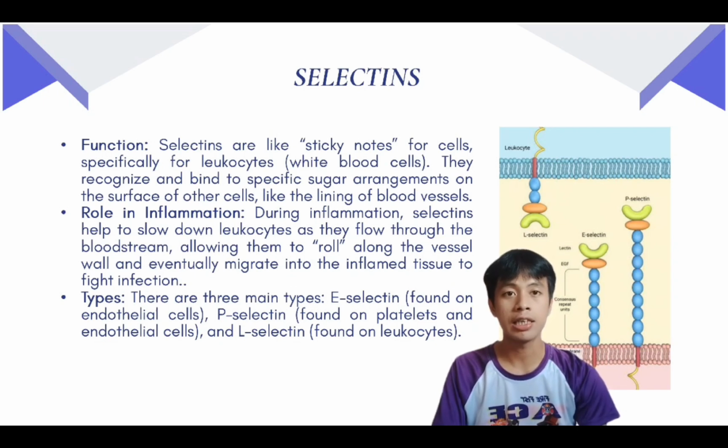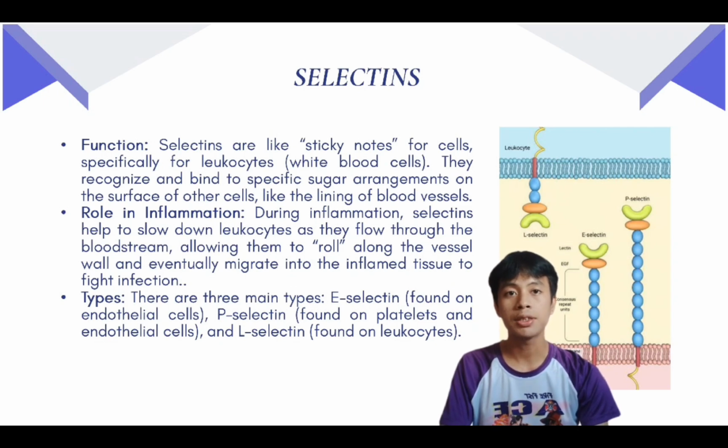Selectins are like sticky notes for cells, specifically for leukocytes, or the white blood cells. They recognize and bind to specific sugar arrangements on the surface of other cells, like the lining of the blood vessels. So, the role in inflammation: during inflammation, selectins help to slow down leukocytes as they flow through the bloodstream, allowing them to roll along the vessel wall and eventually migrate into the inflamed tissue to fight infection.